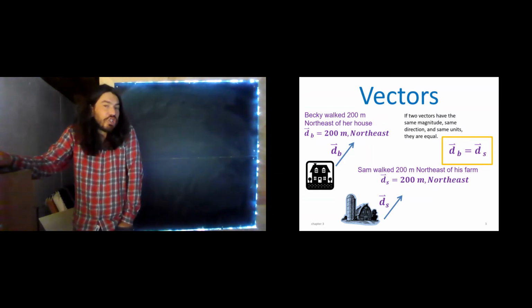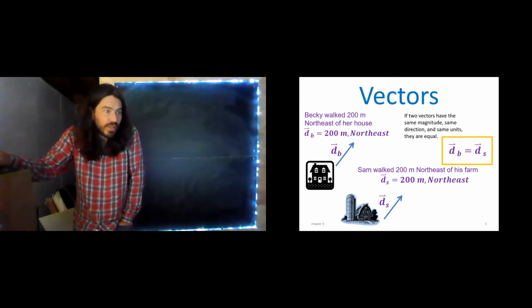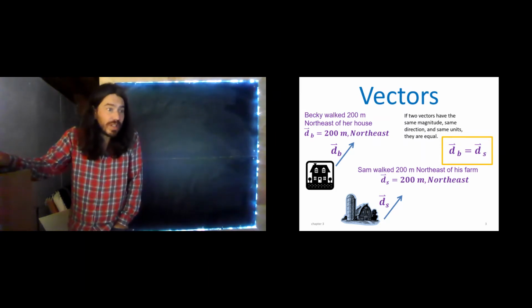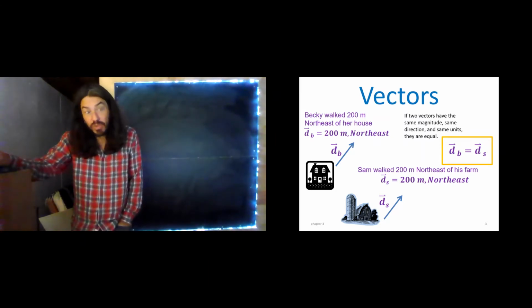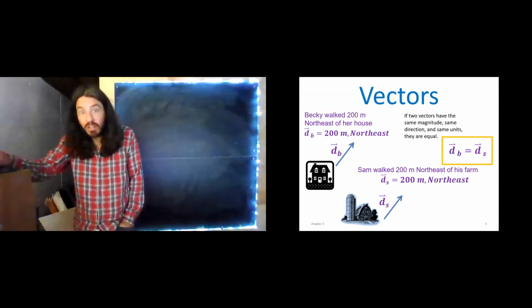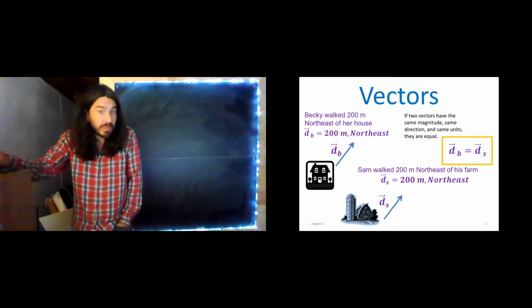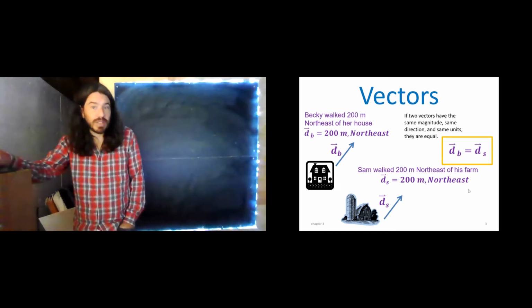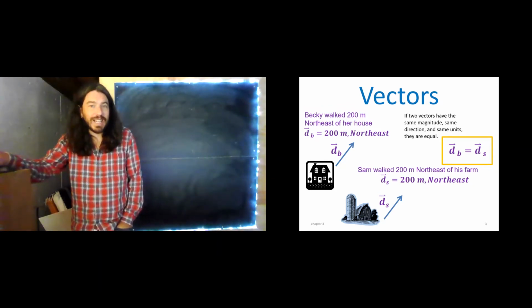Now, yes, Becky started from her house and Sam started from his farm, but remember, displacement is a change in position. So they can have the same change in position but start at different places, which means they'll have a different final position. They have a different initial position, but they can have the same change in position. So that's an important idea there.